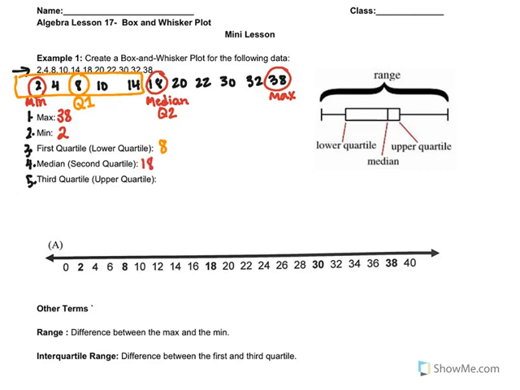And now to find my upper quartile, or the third quartile, which are both the same thing, I'm going to look to the right of my median. So I'm going to look in the right set of data and check what's the number in the middle there. In this case, the number in the middle of the data that's to the right of my median is the number 30. So that is my third quartile, or my upper quartile.